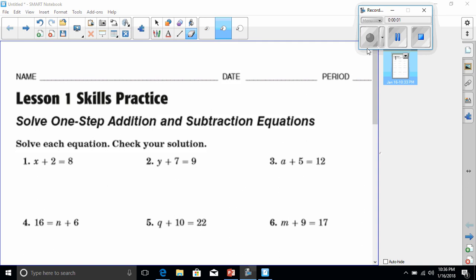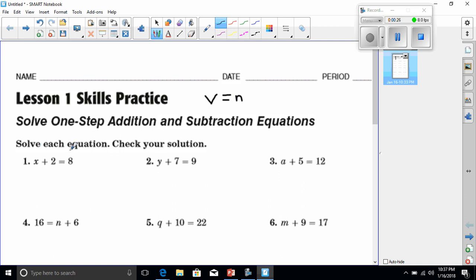Everybody. Today we're going to be going over skill lesson practice: solve one-step addition and subtraction equations. The thing we have to remember at the end of all of these, we want our variable on one side of the equal sign and our number on the other side of the equal sign. I will do all the odds, of course, and I'll let you guys do the even.